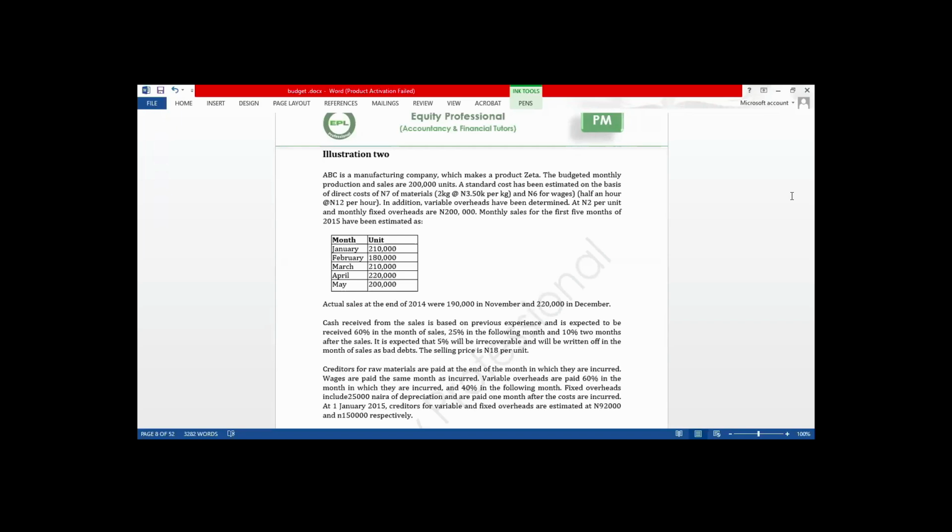ABC is a manufacturing company which makes a product Zeta. The budgeted monthly production and sales are 200,000 units. A standard cost has been estimated on the basis of direct cost of 7 naira of material. Look at it, please. That 7 naira is explained. That 7 naira is the material cost per unit. In brackets, you have 2 kg at 3 naira 50 kobo per kg.